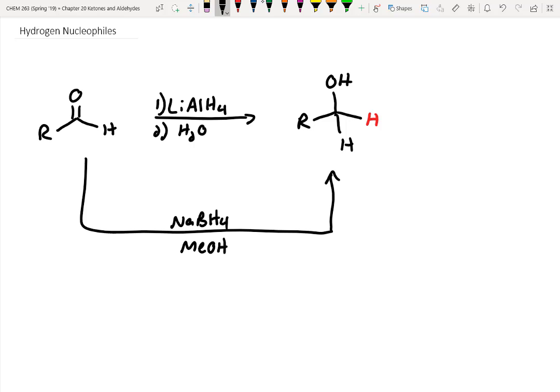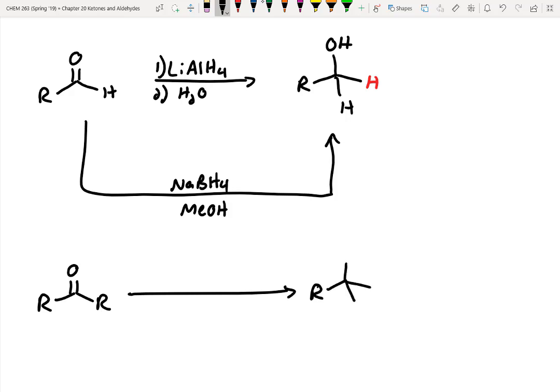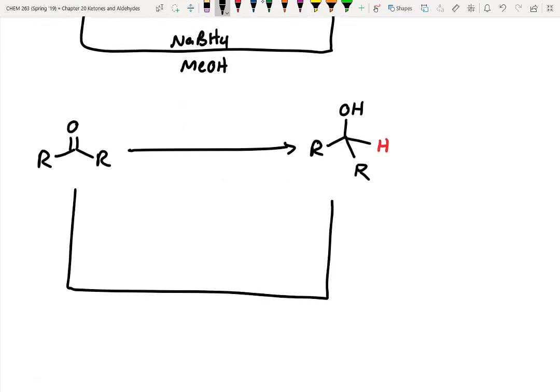In fact, we've seen this a handful of times already. And we can do the similar thing with ketones, where we can add in a hydrogen nucleophile a couple different ways. And really, this is just review from what we've seen before. We can do this with lithium aluminum hydride, followed by a water workup, or sodium borohydride and methanol.